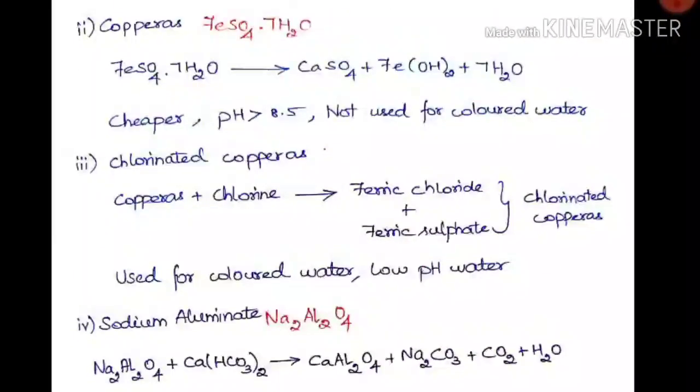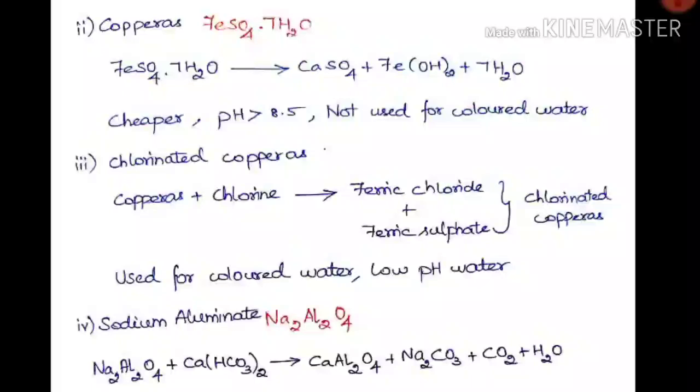And the next is copperas. Copperas is ferrous sulfate. So when ferrous sulfate reacts with water, it gives calcium sulfate, ferric hydroxide and water. So it is very cheap and the pH has to be maintained above 8.4. It is very high and therefore it is not used for colored waters also.